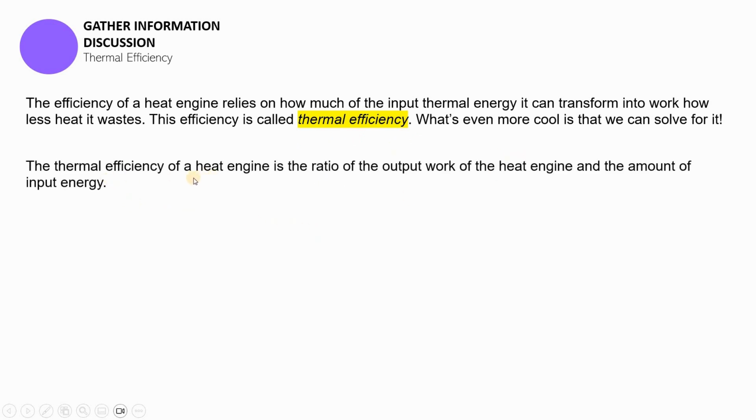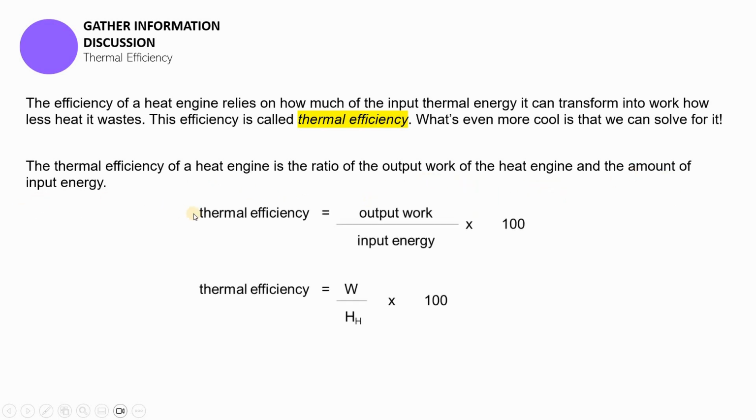The thermal efficiency of a heat engine is yung ratio of the output of work of the heat engine and the amount of input energy. So its formula is as follows. So thermal efficiency is equal to output work divided by the input energy multiplied by 100.